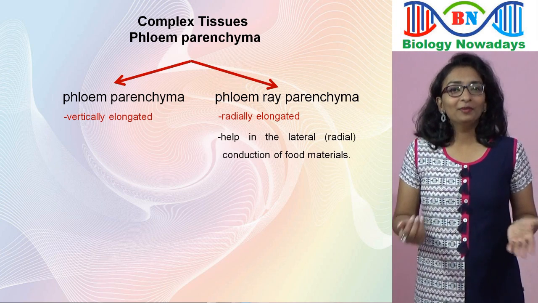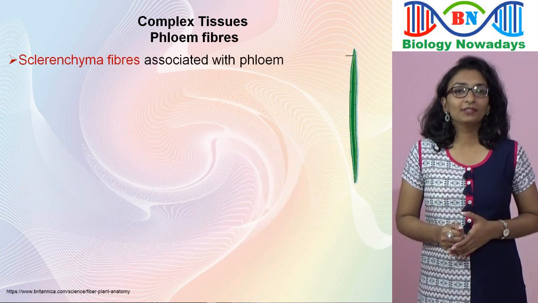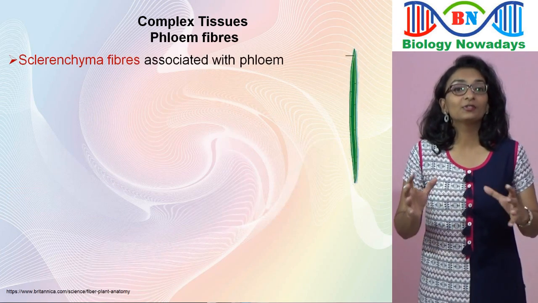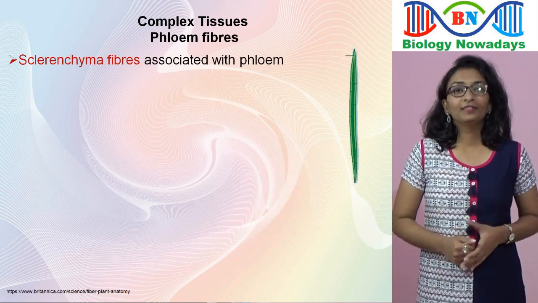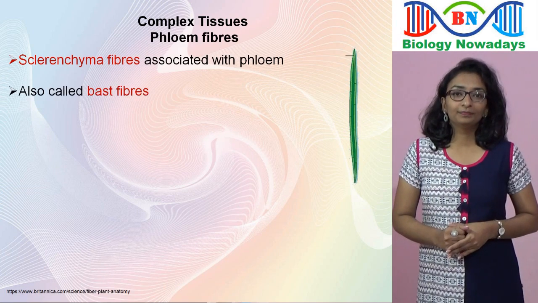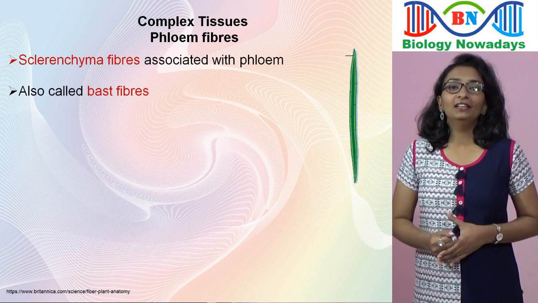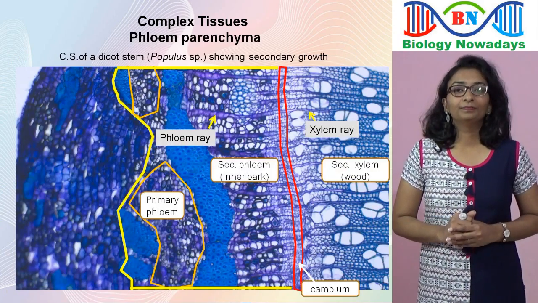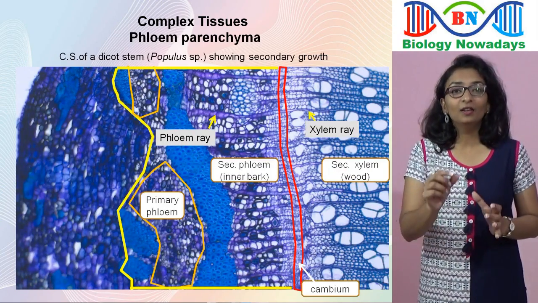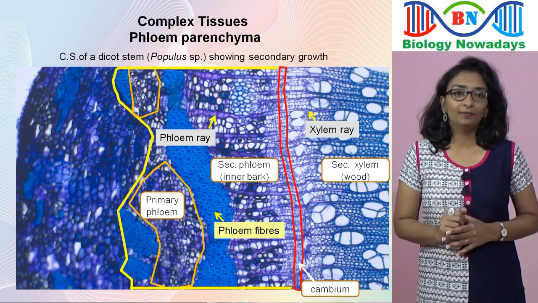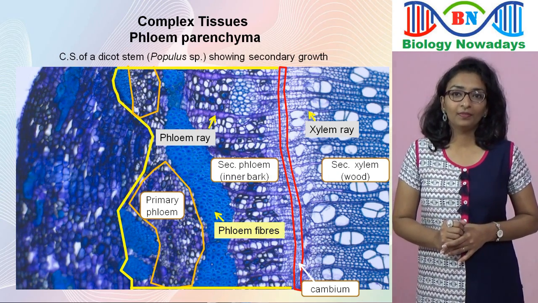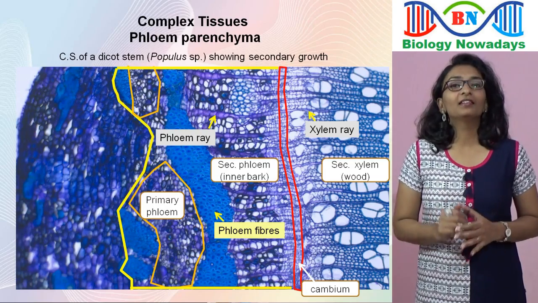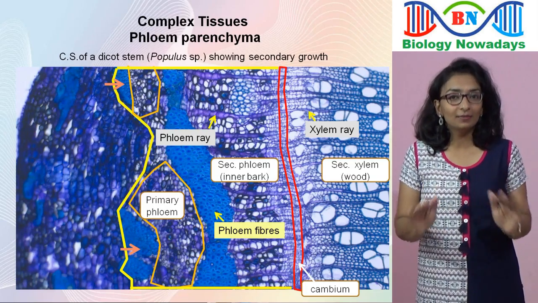Now, what are phloem fibres? Phloem fibres are the sclerenchyma fibers associated with phloem. They are also called bast fibres. They are found mainly in the secondary phloem. Let's come back to this picture. Here you can see a long band of phloem fibers in the secondary phloem region. But in the primary phloem, they are present in fewer numbers or sometimes absent.